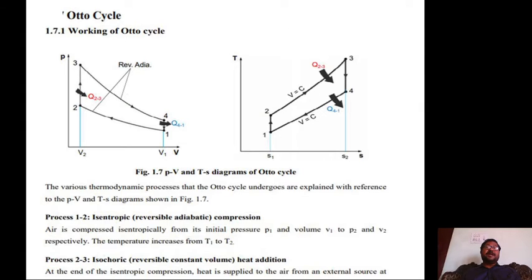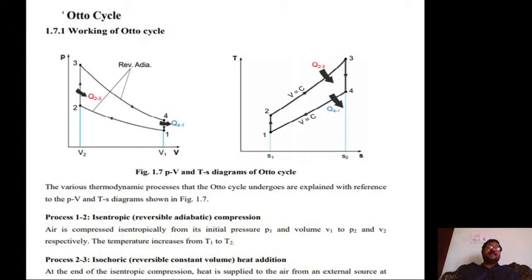The process 2 to 3. You can refer to both the diagrams. 2 to 3 is the constant volume process. Constant volume means the volume at state 2 and state 3 are the same, but the pressure varies. The P2 and P3 are different. The pressure increases, but the volume is the same. That's why it is called constant volume.